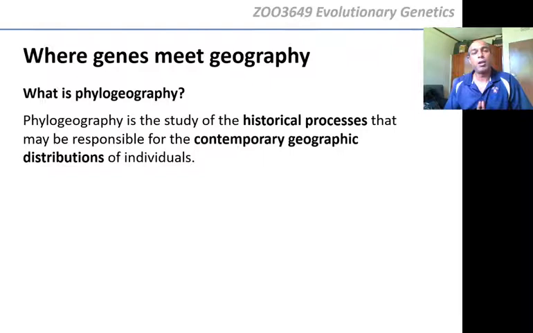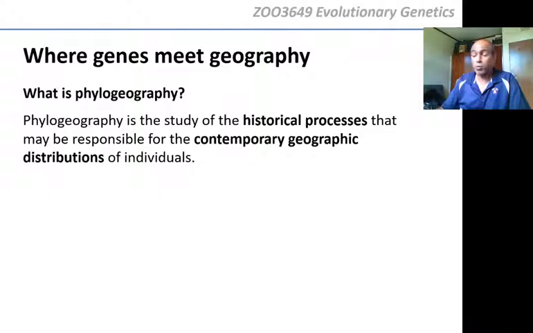So the current day, contemporary geographic distributions of organisms, when you look at, for example, wildebeests or rhinos or roan antelope or even humans. Why are there humans in different parts of the world? What is the genetics of the humans in the different parts of the world? Can we look at the genetics, make trees from the genes, and figure out what historical processes led to humans being distributed in a certain way across the world?